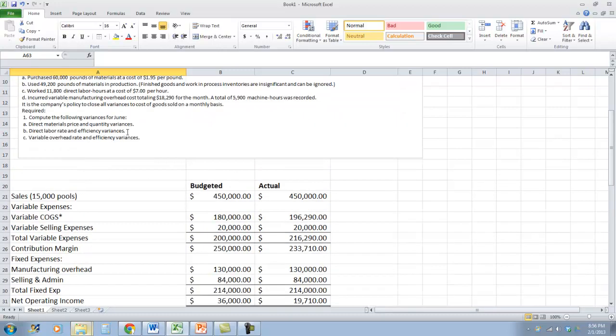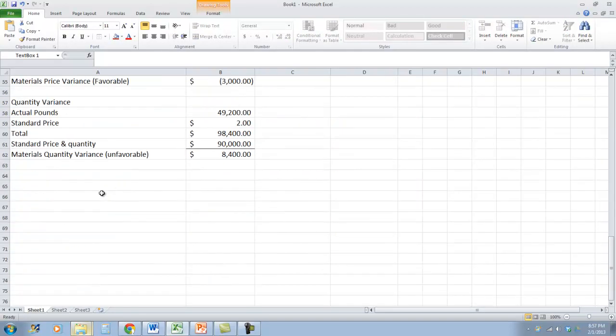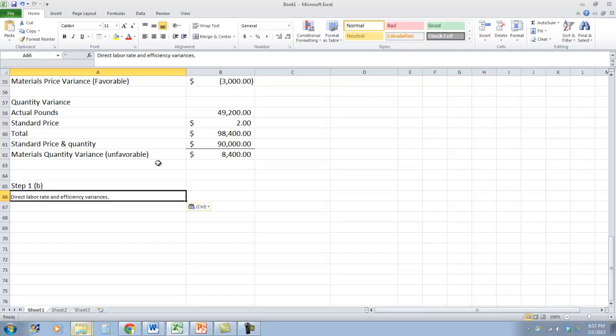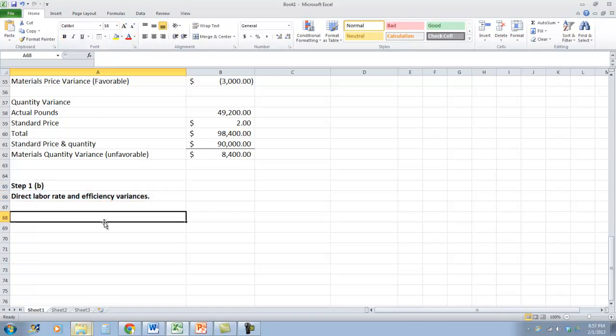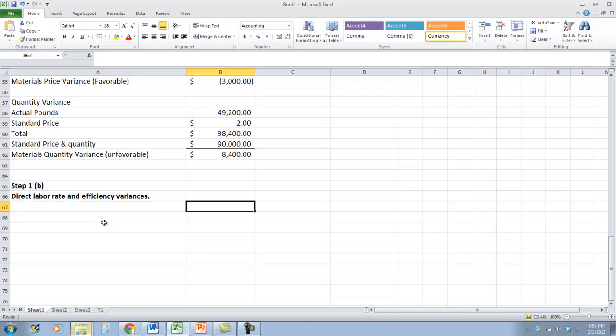Step B, going back to the problem, says calculate direct labor rate and efficiency variances. Okay, step 1, 2. So let's move on to that. Well, the way that we're going to calculate this, the very first thing is we need actual hours times actual rate.